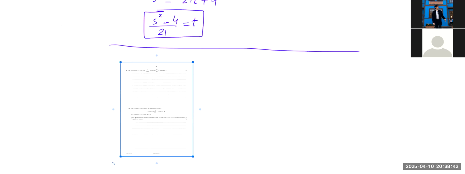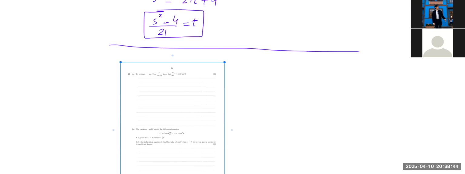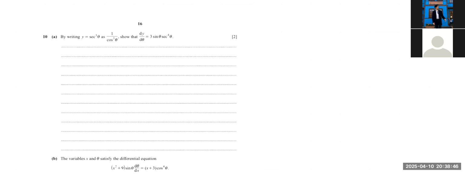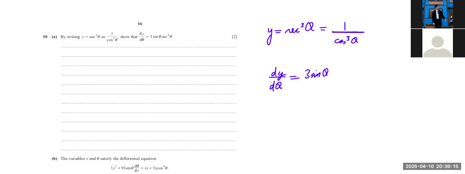There's the word identity mixed in with the derivation problem. Since y is secant cubed theta, and they're saying that by writing secant cubed theta as 1 over cosine cubed theta, show that the derivative of this is going to be 3 sine theta secant to the power 4 theta.